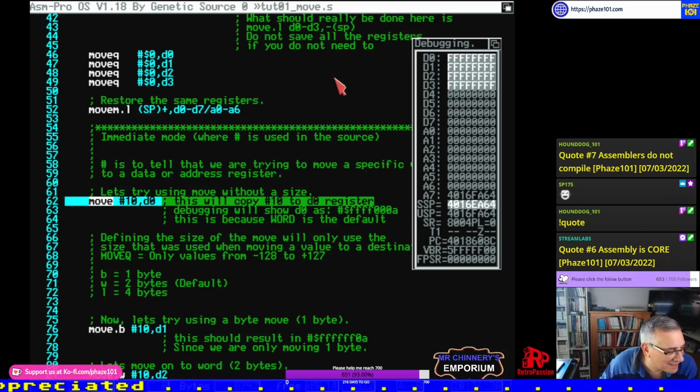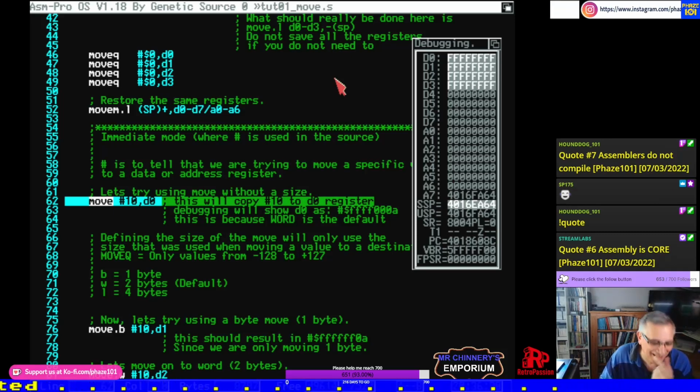Another quote: assembly is core. Yes, it's core.